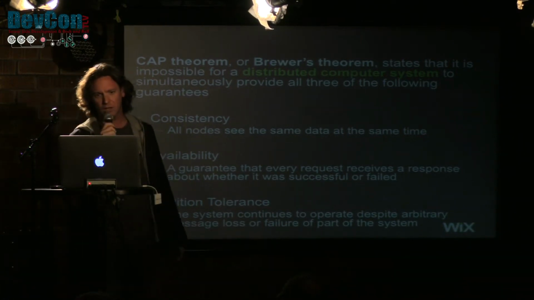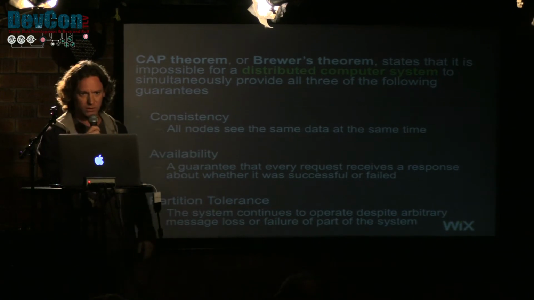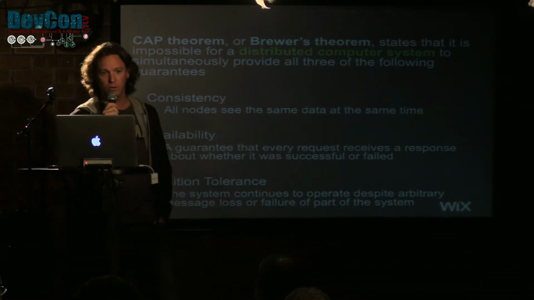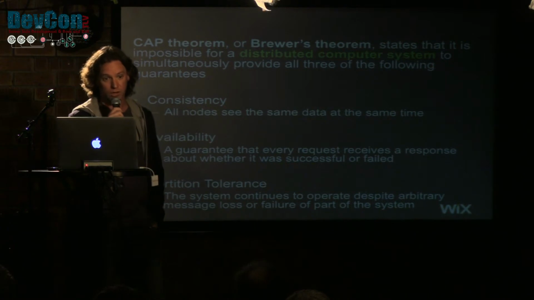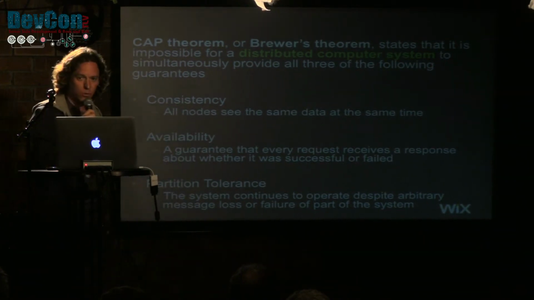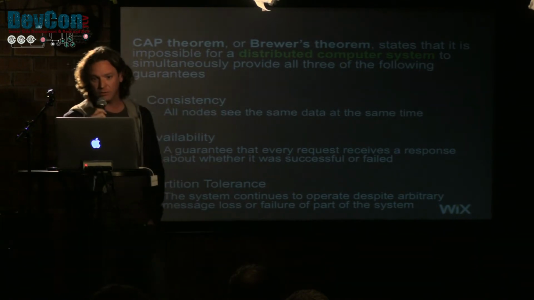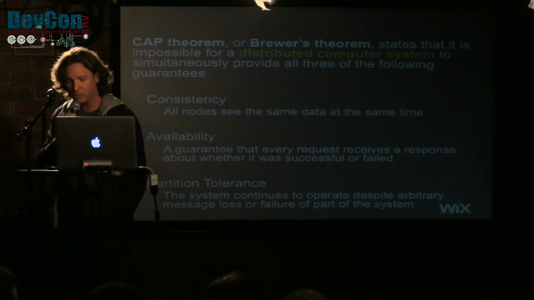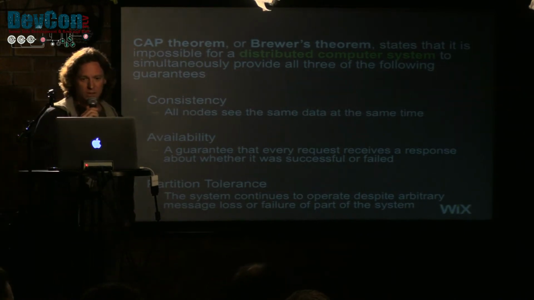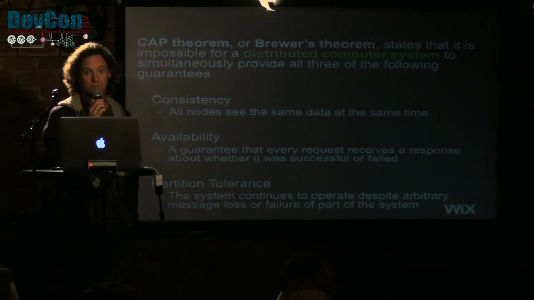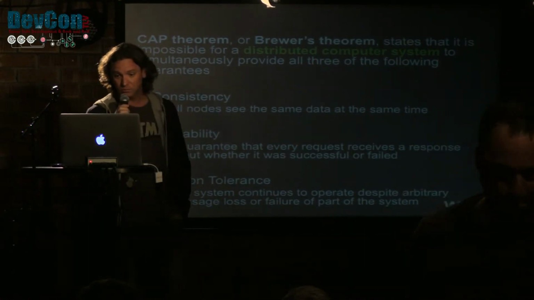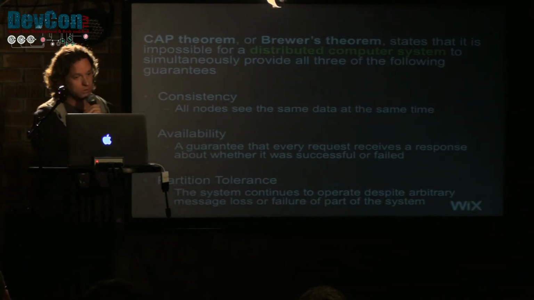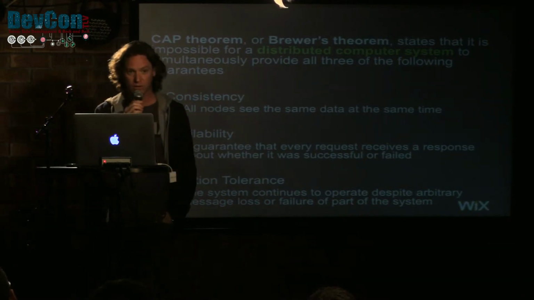So CAP Theorem was set by a guy named Brewer in about 2002. And it's not really a theorem because it doesn't have a mathematical proof, but it is considered a theorem for us, or effectively a theorem. It basically means that for any distributed computer system, you cannot provide simultaneously those three guarantees. Consistency, which basically means that all of your nodes see the same data. Availability means that when you send a request to that system, you'll actually get a response. And partition tolerance means that even when you have any kind of message loss or failure or something goes wrong in the system, the system can actually cope with that condition.